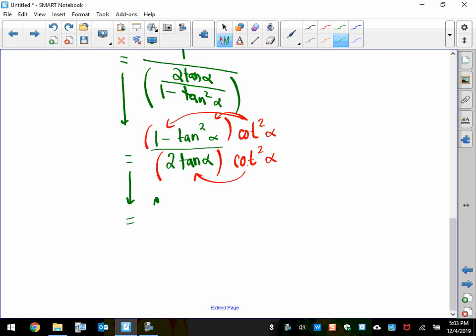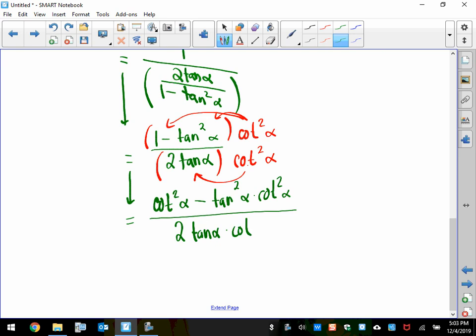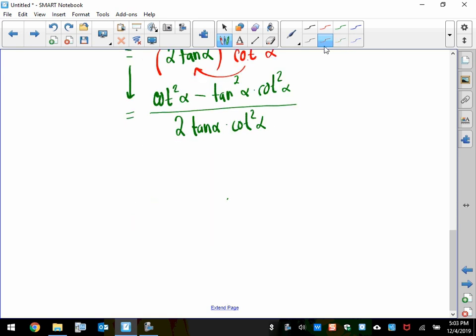So this is going to be cotangent squared alpha minus tangent squared alpha times cotangent squared all over 2 tangent alpha times cotangent squared alpha. Well, let's replace the tangent squared alpha and cotangent cancel, because cotangent alpha is 1 over tangent alpha, so they are reciprocals. They cancel, so those are gone.